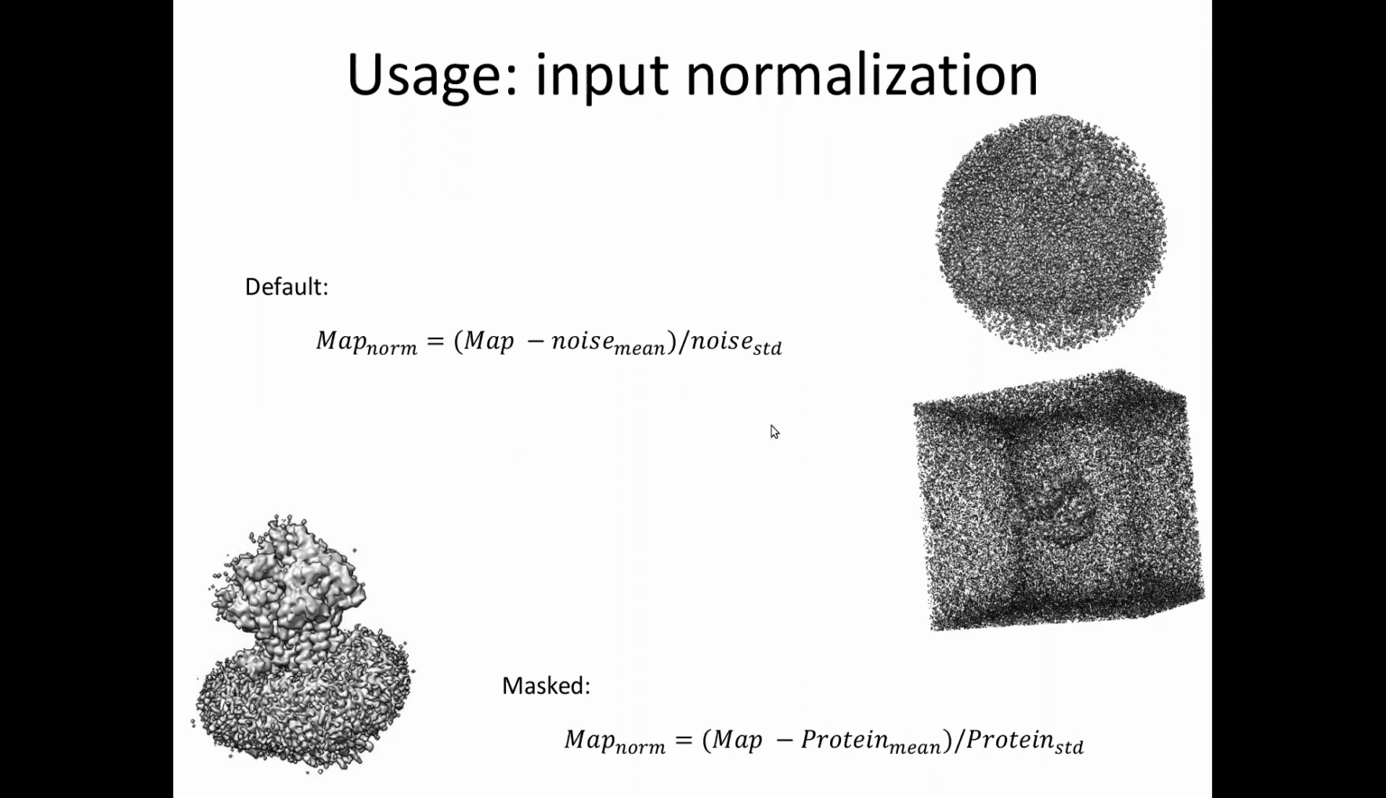And in our experiments, we have obtained way better results using the default option. This mask option is a last resort that you may want to try if you only have the already masked volume. But if you have the original volume, please go to the default normalization, because there is some information in the noise. And if you get rid of the noise, then the neural network would not be able to perform as well.